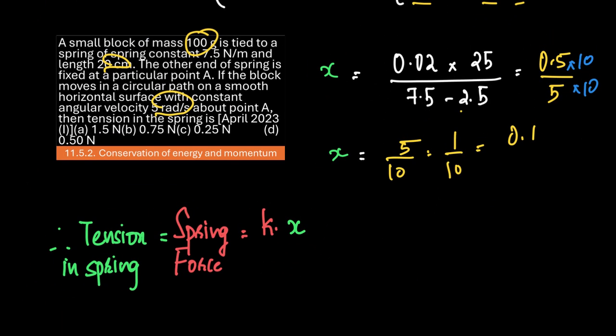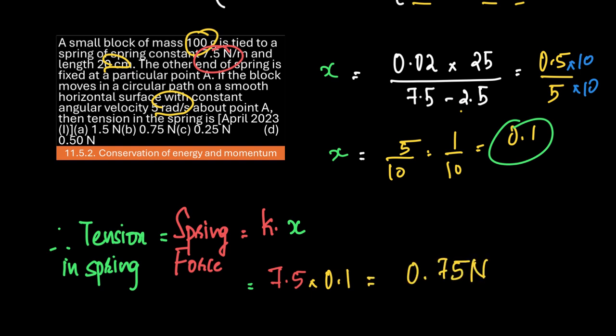And always keep this in mind. The question is to find out the tension in the spring. What is the tension in the spring? Tension in the spring is the spring force, which is equal to K into X. And what is the value of K? The value of K is 7.5 from this question. And what's the value of X? X we just found out to be 0.1, which gives us the answer as 0.75 Newton. The correct option being option B.